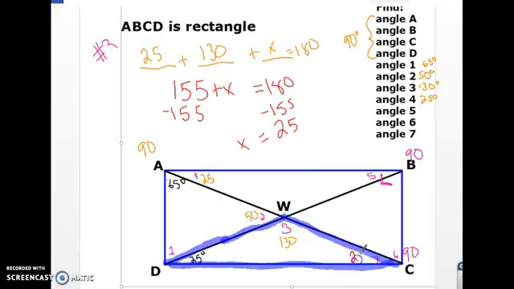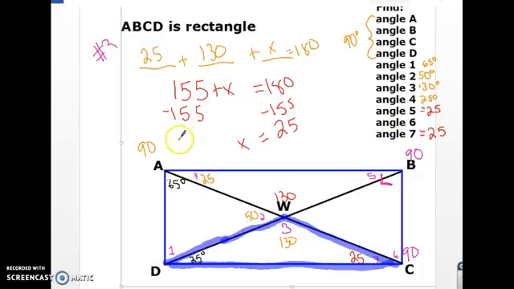So we have another isosceles triangle inside of our rectangle. So we have angle 7 now is 25. And it also follows logically that angle 5 would also be 25. It's the exact same triangle. These are 2 congruent triangles. So angle 5 is also going to be 25.